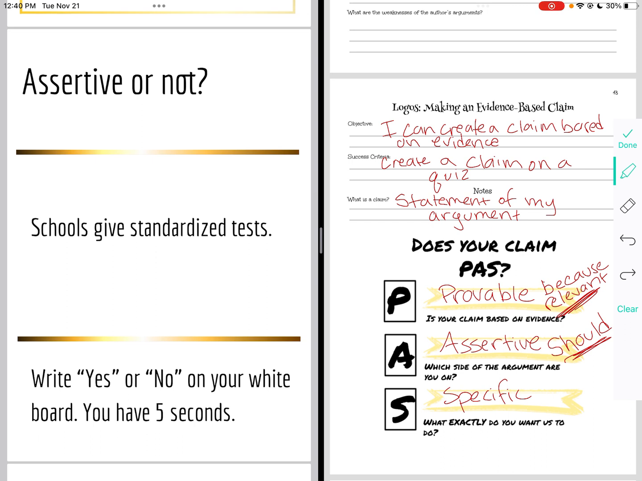So schools give standardized tests. Is this telling someone to do something? Is this assertive? 5, 4, 3, 2, 1. If you said no, you would be correct because there's no "should." Schools give standardized tests is a neutral statement of fact. Unlike in informative writing, where we want to maintain a neutral voice, argumentative writing needs to take a stance. We can't argue for a specific idea or a specific action if we don't take a specific stance.